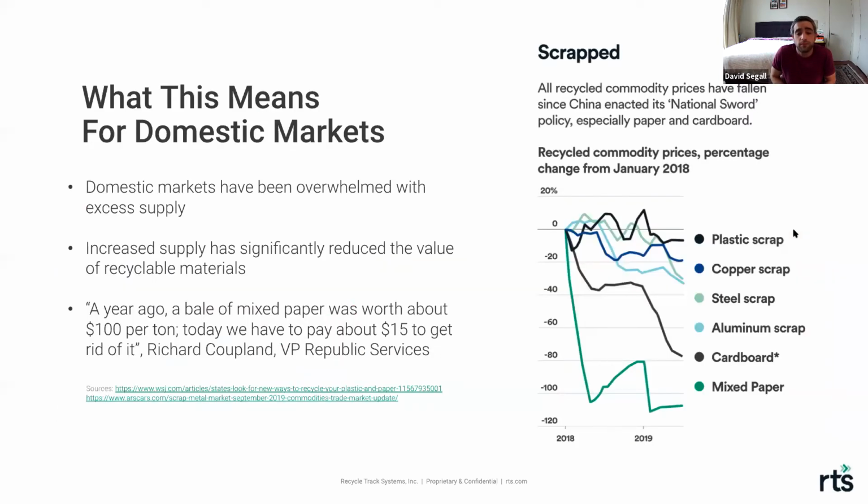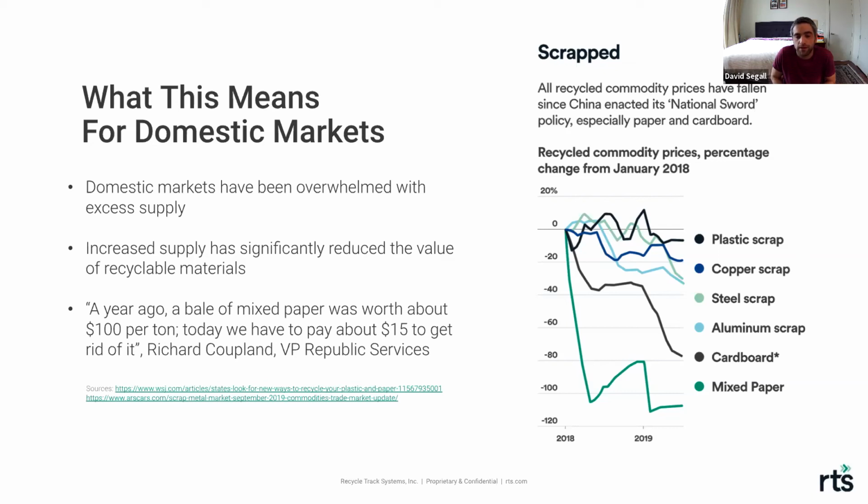So what this means for markets, to my point, is that domestic markets have been overwhelmed with excess supply of potential recyclables. The increased supply has, of course, in turn reduced the value of the materials. And if you look across materials, it's happened basically across the board. This is just pre-COVID, because when you mix in the effects of COVID, it's hard to parse it out.